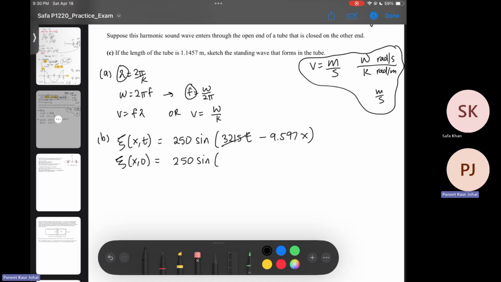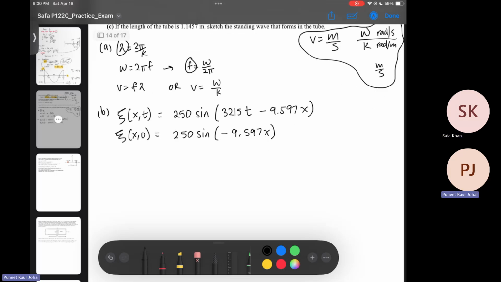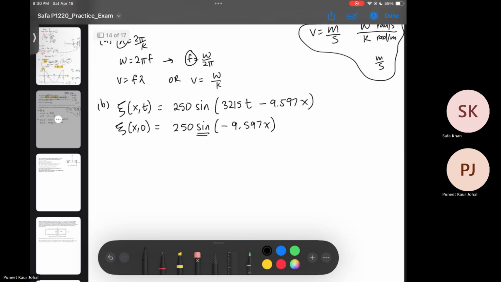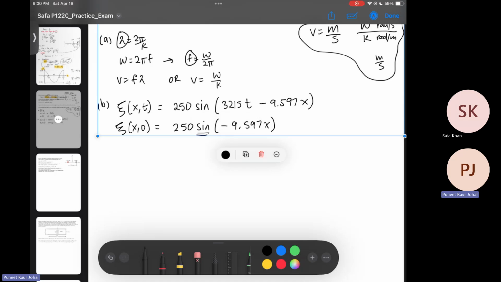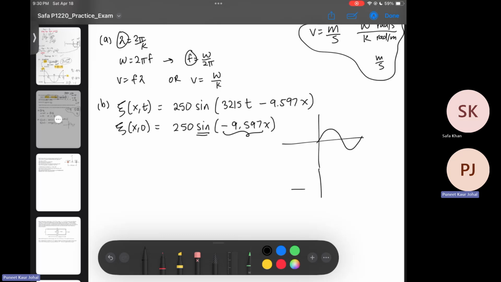So if you put t as 0, this whole term disappears, right? So you'll have just negative 9.597x, and it's going to be a sine function. We're not used to seeing this negative, but what this negative essentially means is there is a reflection in the y-axis. So your graph's going to look like this.